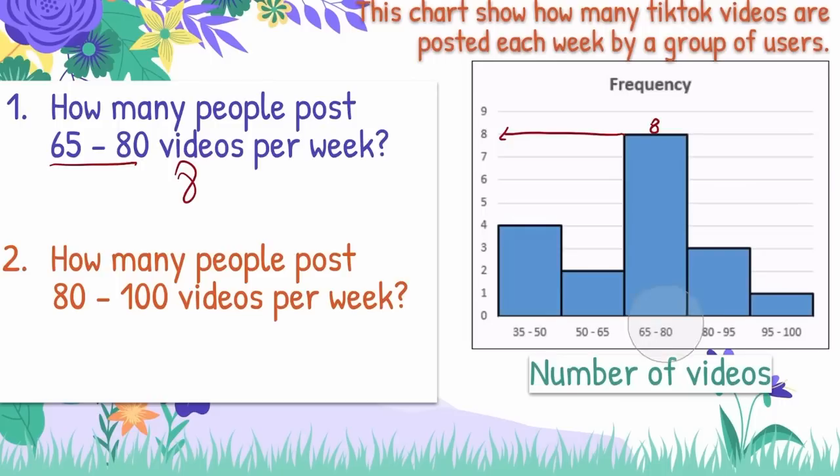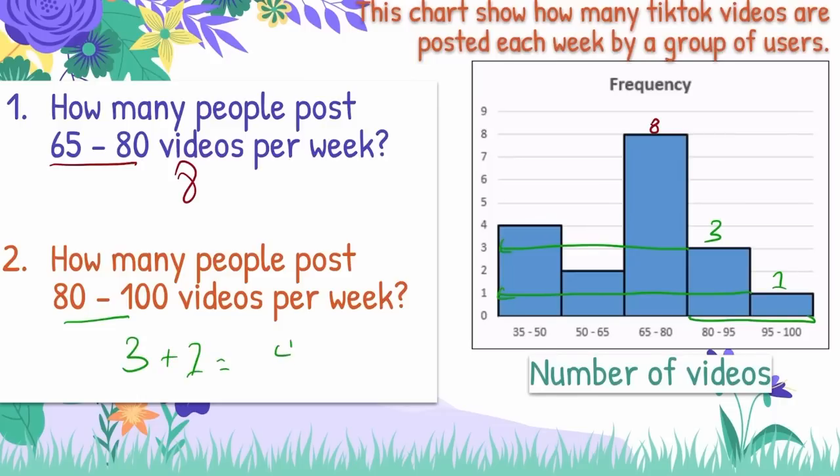How many people post 80 to 100 videos per week? This one's a little trickier. What do you think? So 80 to 100 is a bigger group. It's all the way from here to here. So you'd want to do this maybe in sections, like that first one is 3, that one is 1, and you add those up, 3 plus 1, you would get 4.